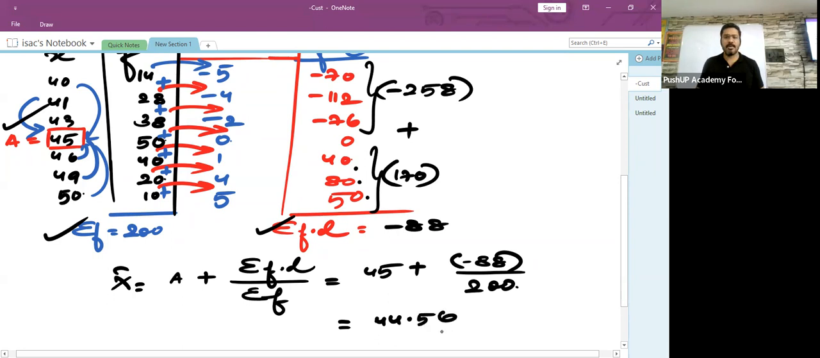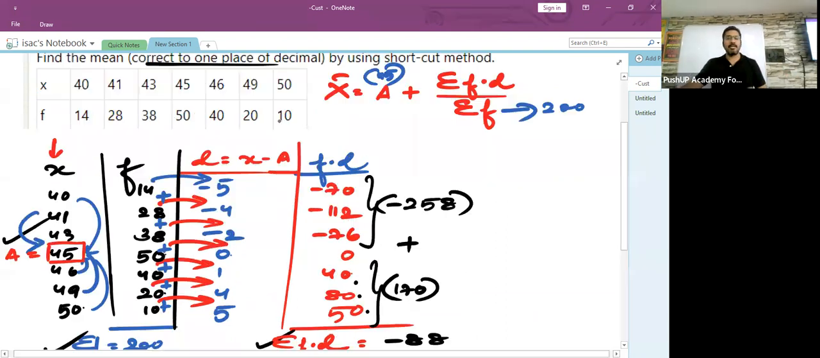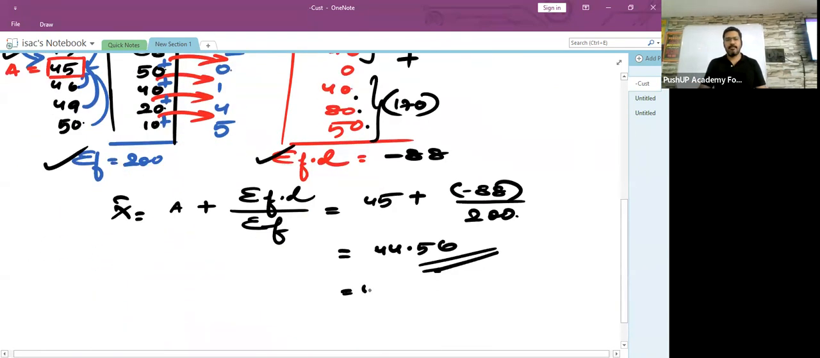44.56. How many of you got this answer? 44.56. Very good. But correct to one decimal place they have asked. Be careful, children. Read the question once again and see what they have exactly asked us to find. They are asking us to find it correct to one decimal place. So I think it should be 44.6.